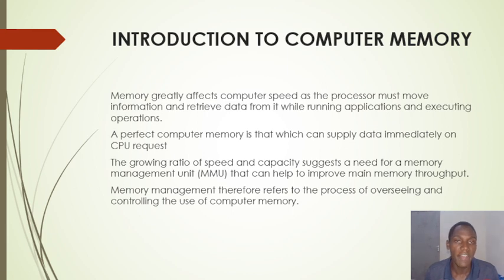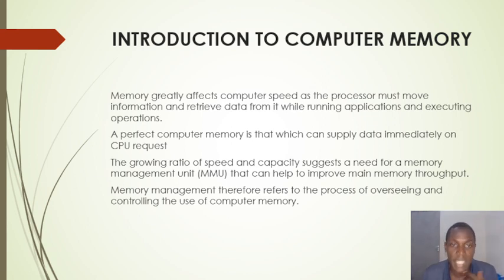We have an introduction to computer memory, and we are saying that memory greatly affects computer speed as the processor must move information and retrieve data from it while running applications and executing operations. So when the computer is carrying out its operations, it has to access information, it has to store information into the memory and also retrieve data from the memory.